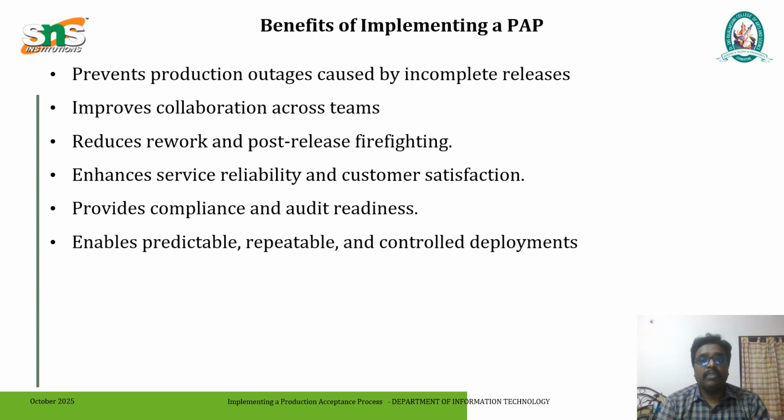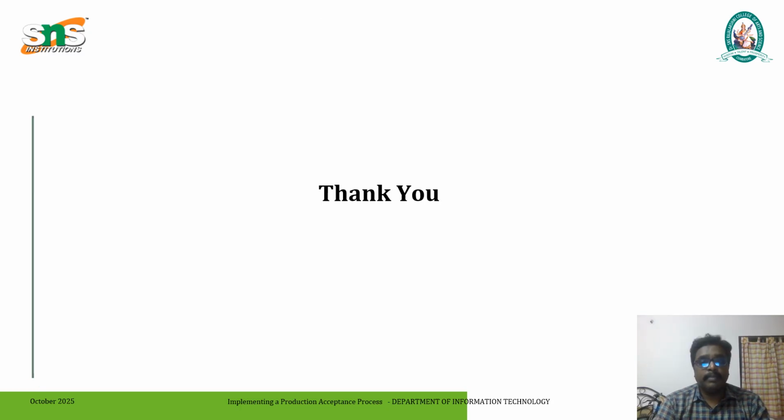Last one is the benefits of implementing PAP. After implementing PAP, it prevents production outages caused by incomplete releases. It improves collaboration across teams, and it also helps us to do various processes properly. So this is about the implementation of the production acceptance process.